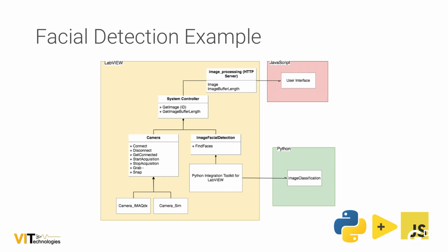Woo! I hope it works. That'll be fun. So this is my system architecture. I've got a camera, which you can connect to, disconnect from, and check whether it's connected. You can start or stop an acquisition. You can grab. You cannot snap anymore because I didn't need it. So my camera only grabs.